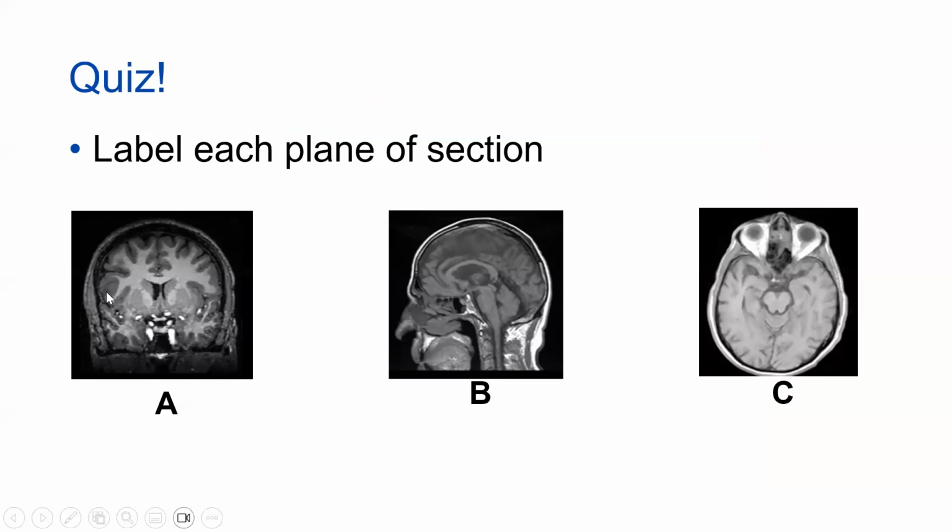All right, so A is a coronal plane. You could think of it as a crown. You could put the crown on someone and see it from the front view. This is sagittal, to the side, and this is a horizontal plane.